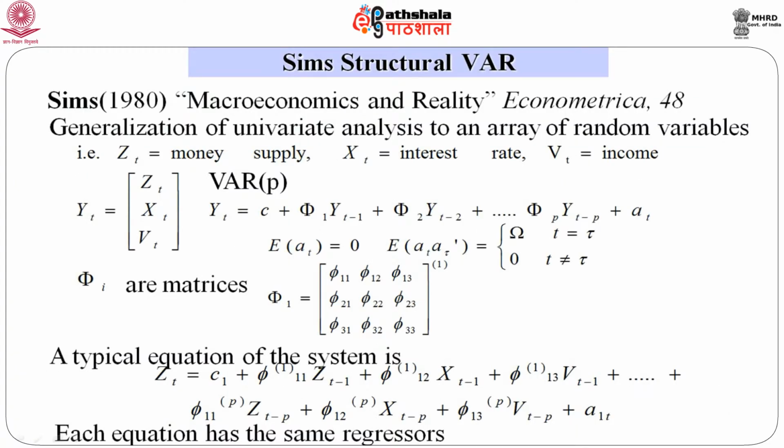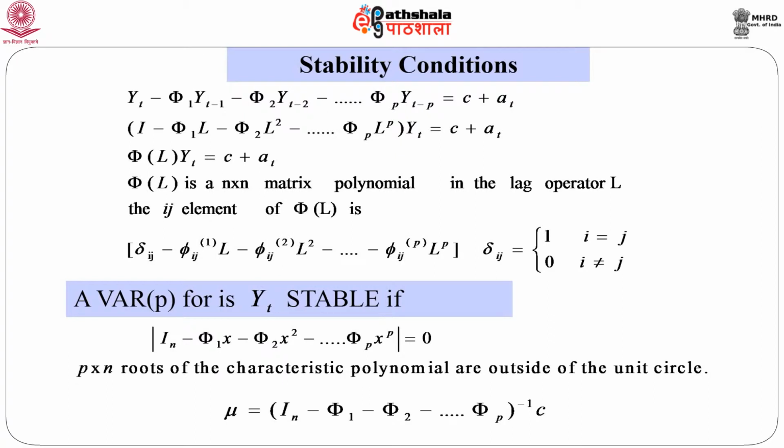Now, the most common example of the structural VAR model was developed by Sims, and Sims considered money supply, interest rate, income, and from that he considered a VAR model where there are interactions between the money supply, interest rate and income, and from that he derived the structural VAR model.